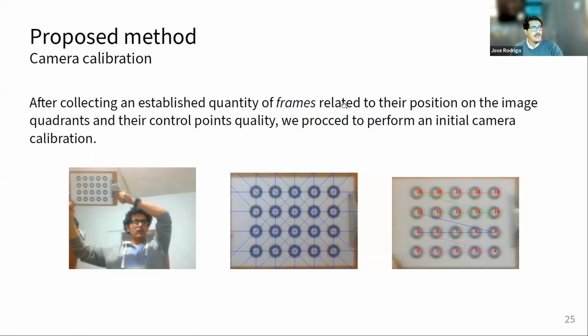After collecting an established quantity of frames that we define in the grill, related to their position on the image quadrants and their control points quality, we proceed to perform an initial camera calibration. Here we can see a little bit of the process: the initial frame, the invariant projective properties, and the line representation.